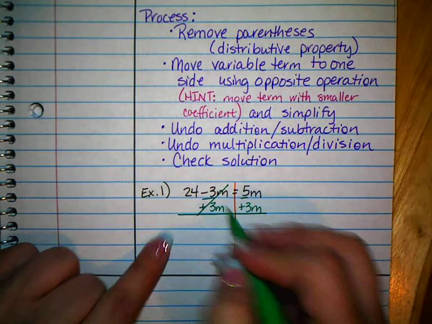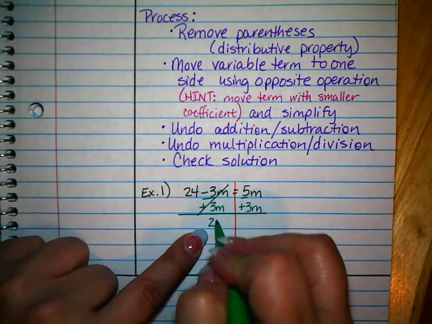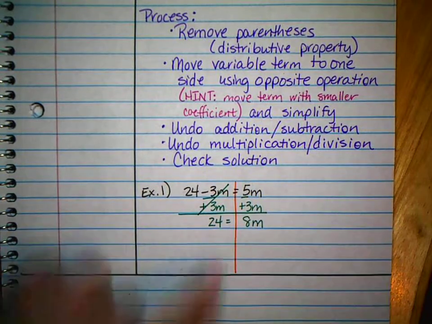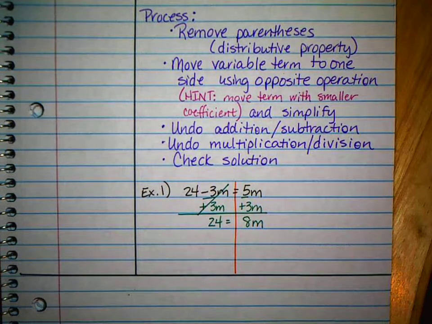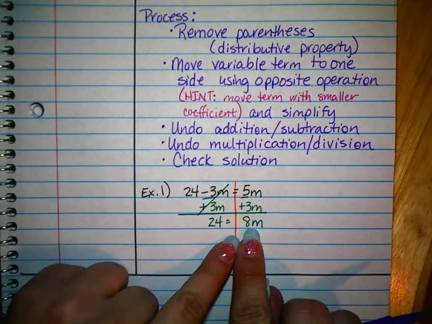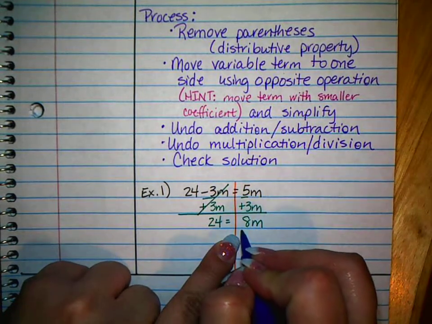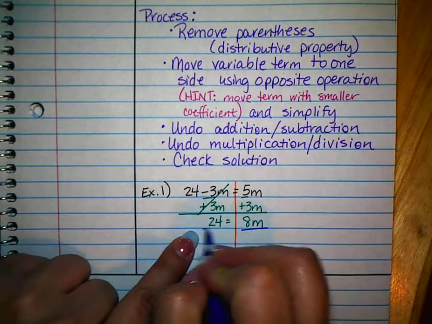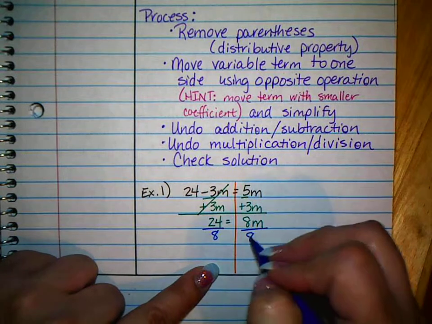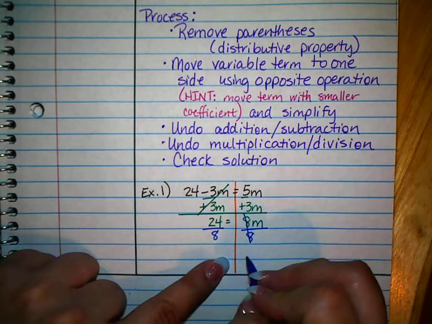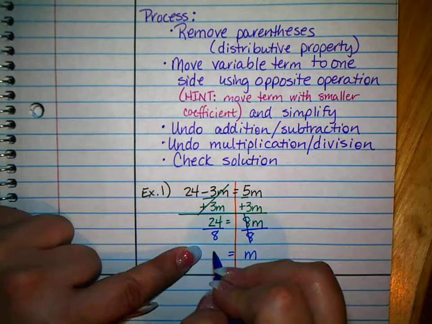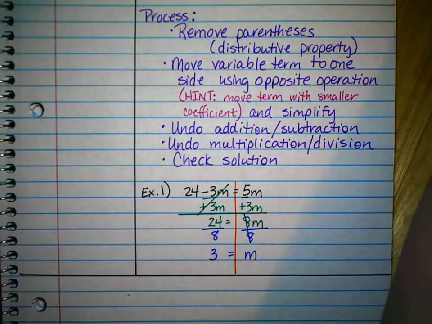This goes to 0, and I bring down my 24. 5 plus 3 is 8 in my variable terms. Now I need to know and understand that this means multiplication. So I'm going to divide using the fraction bar by 8 on both sides. 8 divided by 8 is 1. 1 times m is m equals, and then 24 divided by 8 is 3.